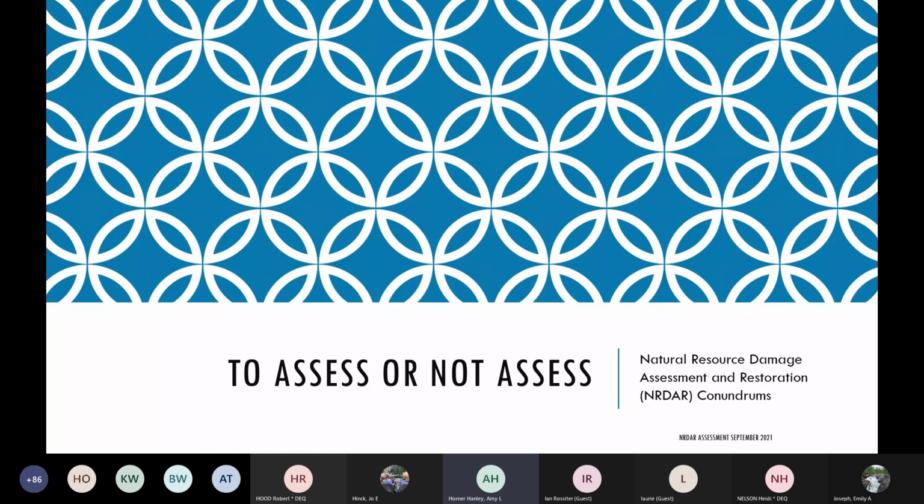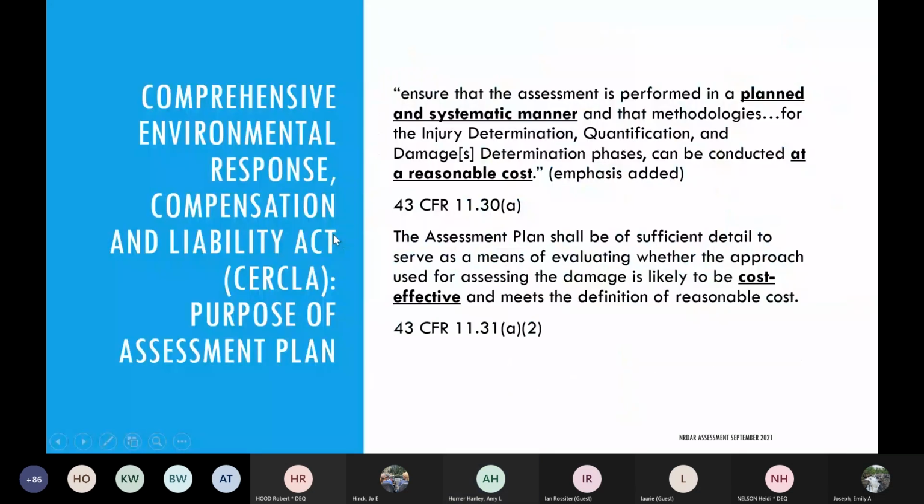But first, I'm a lawyer, so of course we're going to go first into the regs. So looking at the CERCLA NRDA regs here, that's 43 CFR Part 11. It actually talks specifically about this document called an assessment plan, and it explains that the purpose of this assessment plan is that the natural resource damage assessment is performed in a planned and systematic manner, and that the methodologies that are selected for injury determination, quantification, and damages determination can be conducted at a reasonable cost, right?